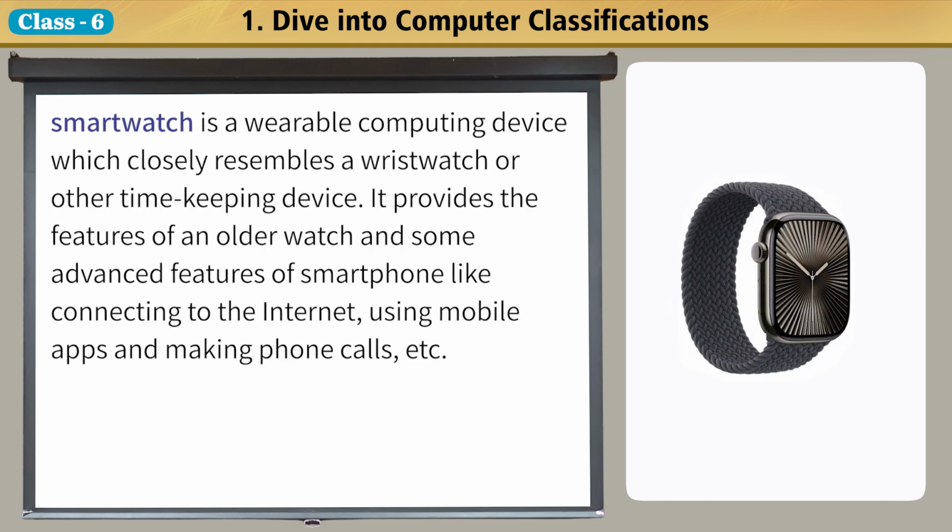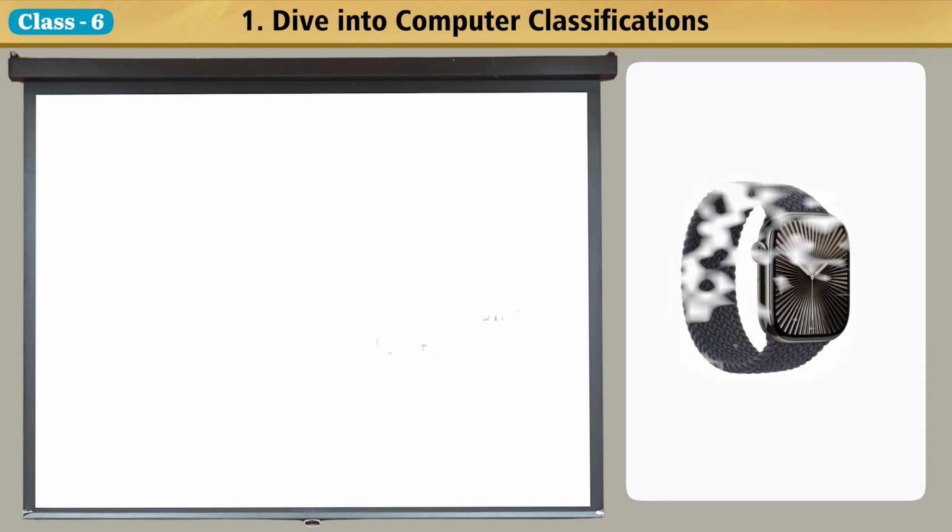A smartwatch is a wearable computing device which closely resembles a wristwatch or other timekeeping device. It provides the features of an older watch and some advanced features of a smartphone like connecting to the internet, using mobile apps, and making phone calls, etc.